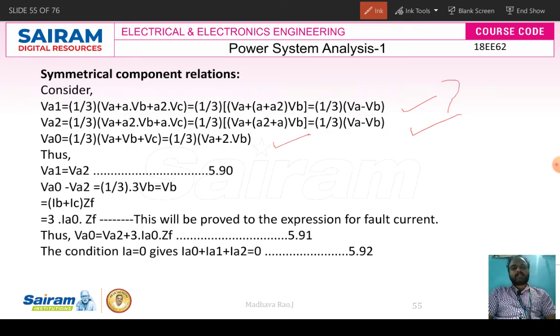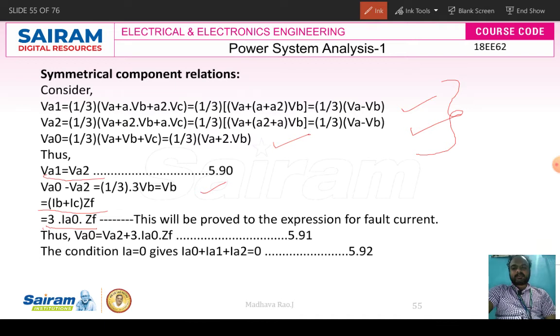So by observing these three symmetrical component equations, we can say that VA1 is equal to VA2. VA1 and VA2 both are equal, and VA0 minus VA2 is equal to VB, you can get it. That is, VB is equal to IB plus IC into ZF. This equation we have already seen in the terminal conditions in the previous slide, and that is equal to 3 into IA0 into ZF. So this will provide the expression for fault current, right?